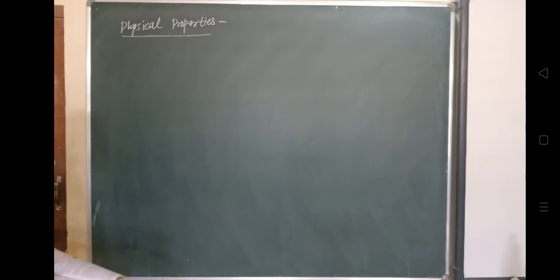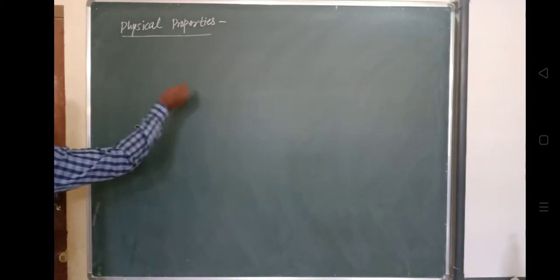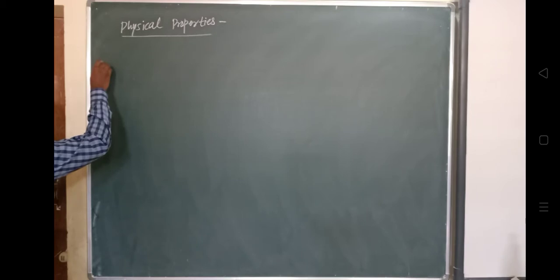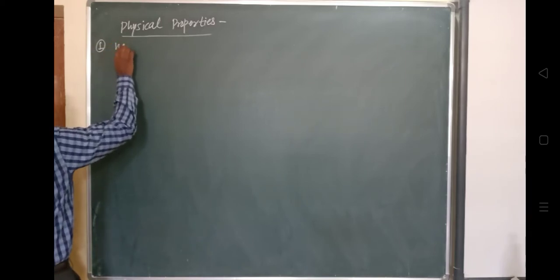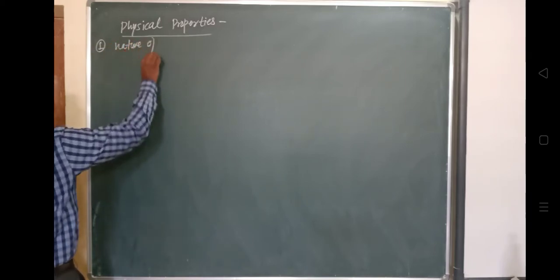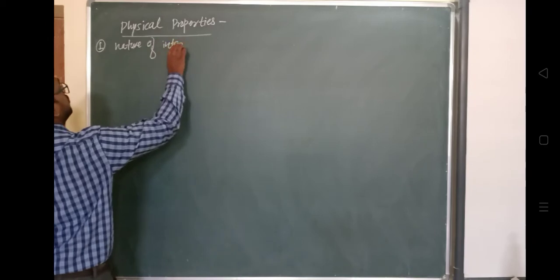And now what is that polarity? We'll see the polarity of the C-X bond as well as the size of the halogen atom. So among physical properties, we'll first see the nature of intermolecular forces. In that category, the very first physical property is the nature of intermolecular force.